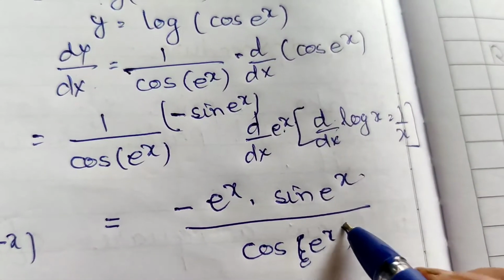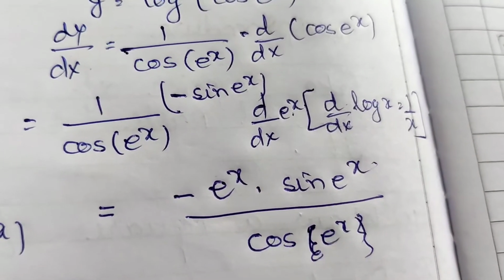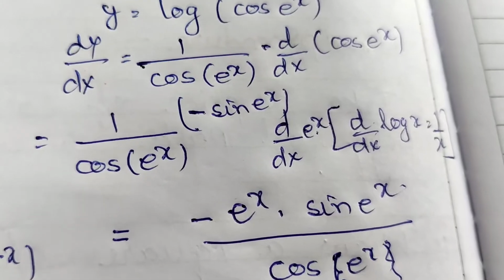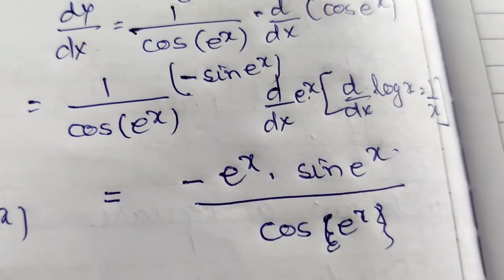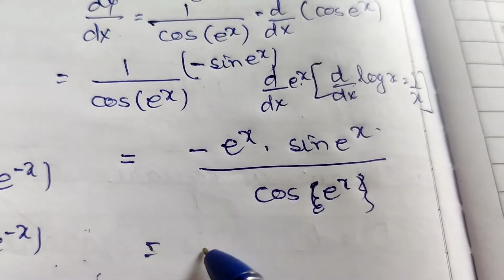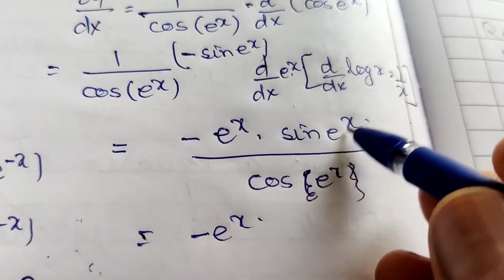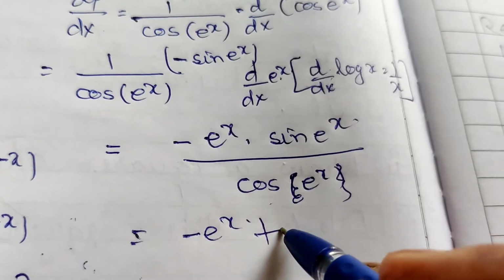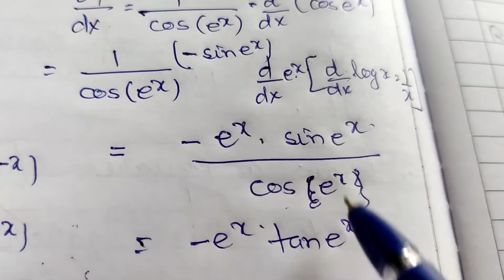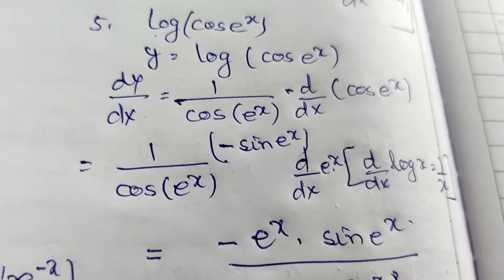Cos e raised to power x, no need of bracket, you can write cos e raised to power x. Next, minus e raised to power x, we can say sin e raised to power x upon cos e raised to power x, it is tan e raised to power x. This is the simplest form of your answer.